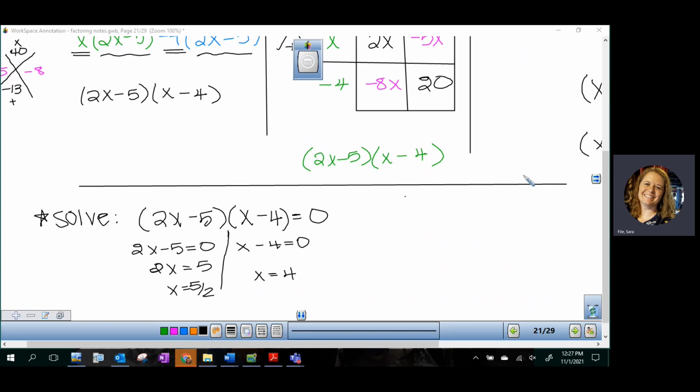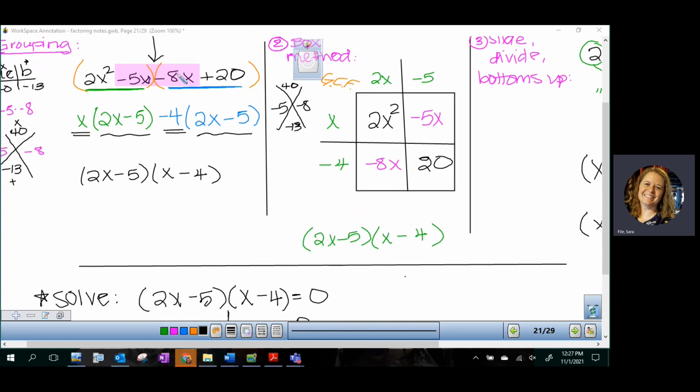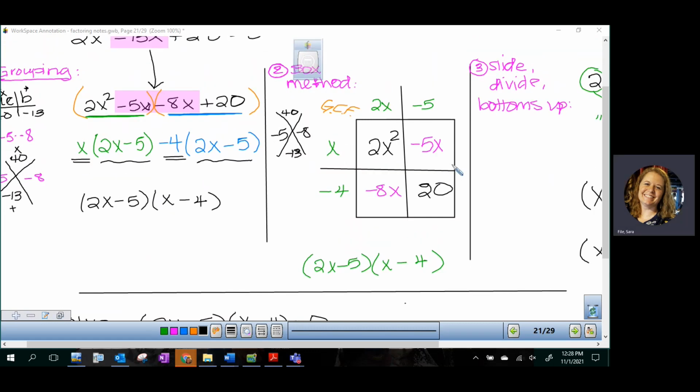Does that make sense? Okay, so how many of y'all learned it factoring by grouping? How many of y'all, that was the method you remember learning? Box method? Okay. Now, did anybody learn that slide divide one? No? Okay. All right, so I don't care which of these you use. I prefer grouping. It's algebraically sound. I like it the best. But if you prefer a different method, that's fine. They all work if you do them correctly.